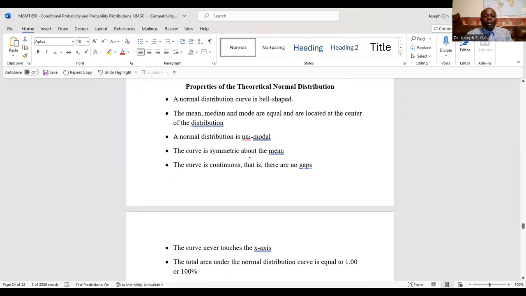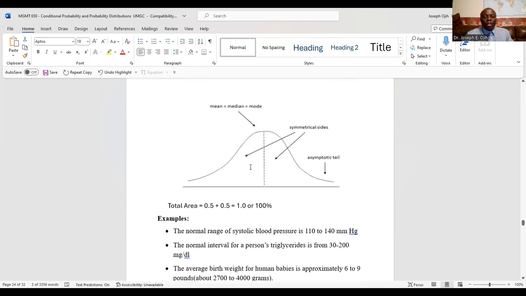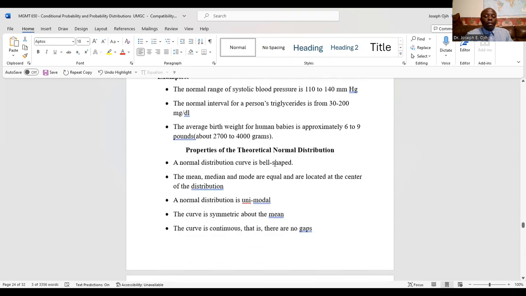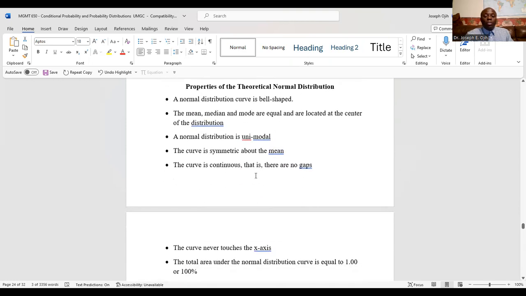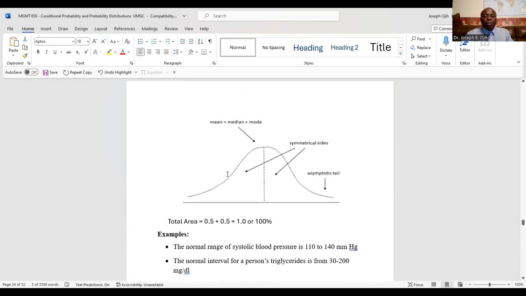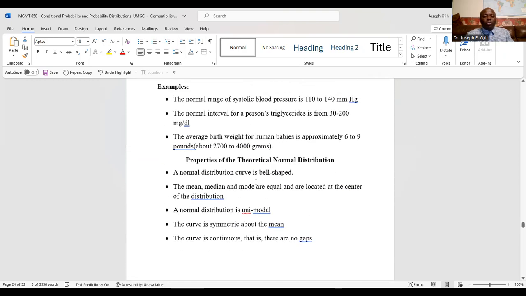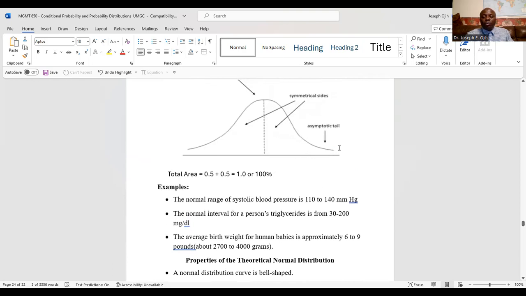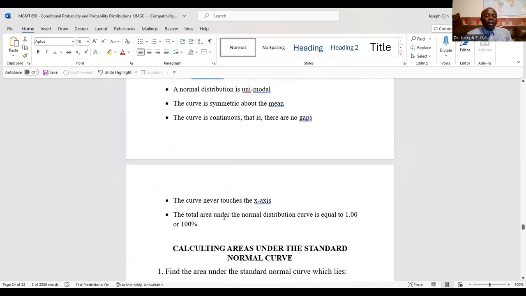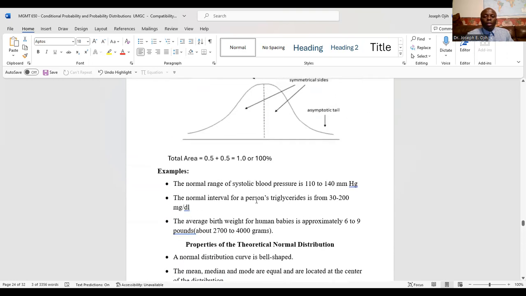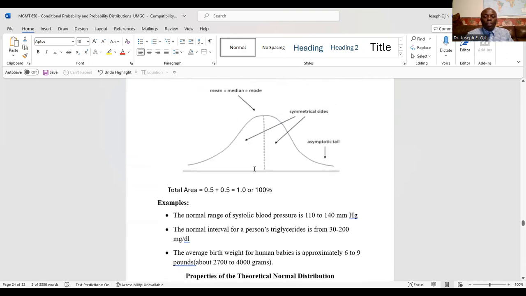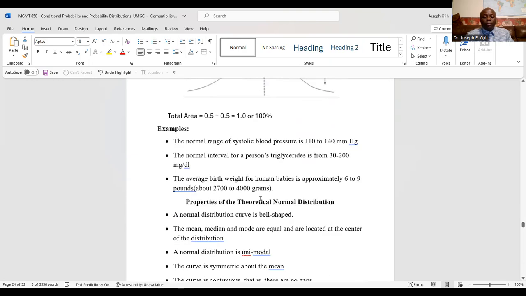The curve is symmetric about the mean. Like I said, you can literally fold this side into that side, so it's symmetric. The curve is continuous, that is, there are no gaps. The curve never touches the x-axis. Of course, it gets closer to the x-axis but never touches it, so it is asymptotic. The total area under the normal distribution curve is equal to 1 or 100%. So this side is 0.5, this side is 0.5. When you add them together, you get 1, which is 100%.